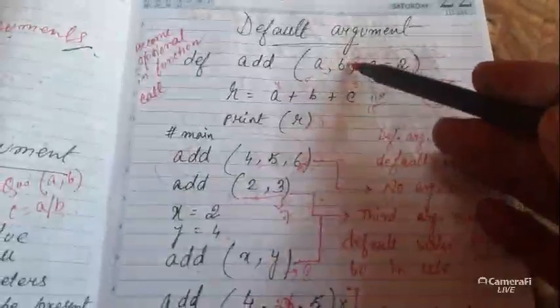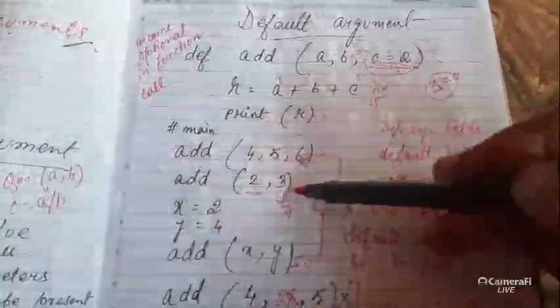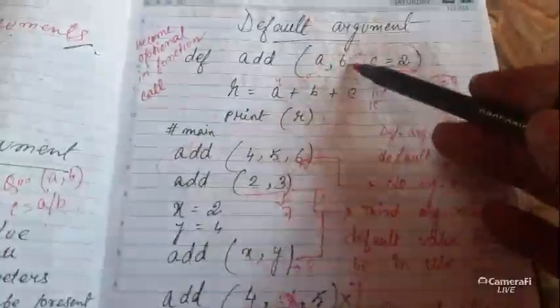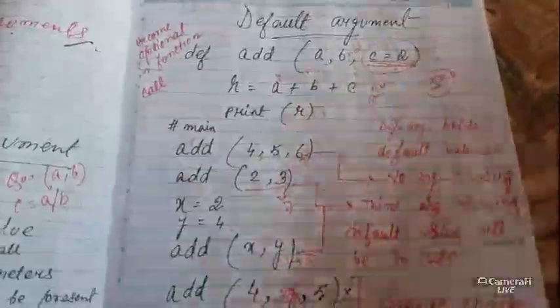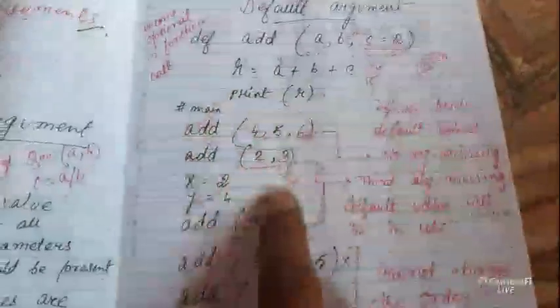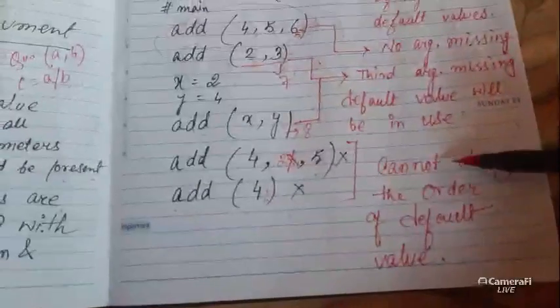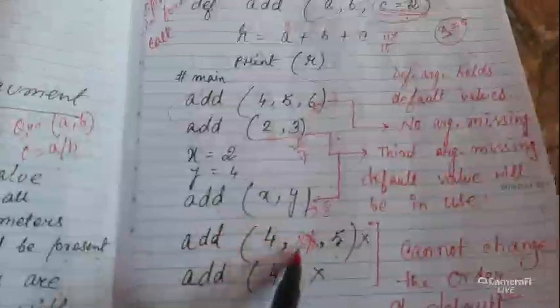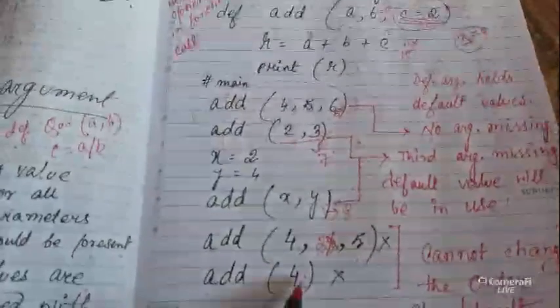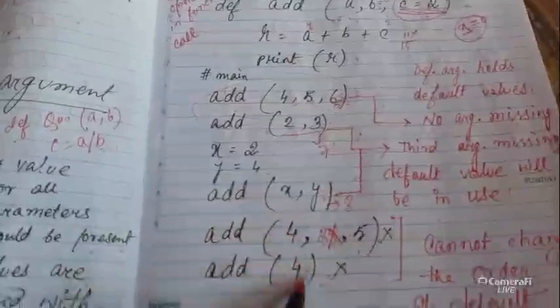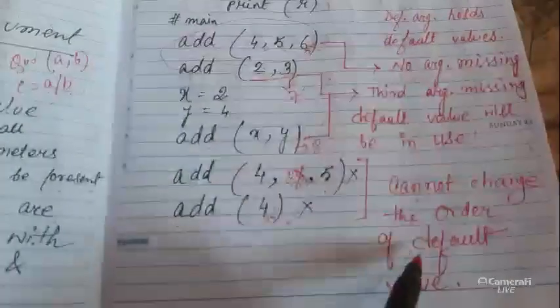2 and 3 are there, so a and b will take the values from this, x and y will give the values of a and b, but c is missing, so the c default value will be used. So this was the thing about default argument. And the next point: cannot change the order of default value. Here you can see, as I had already told, there was a missing value for b also. Here also the value is missing for b and c. c can take a default, but how will b take it? So it cannot. So you cannot change the order of default value.